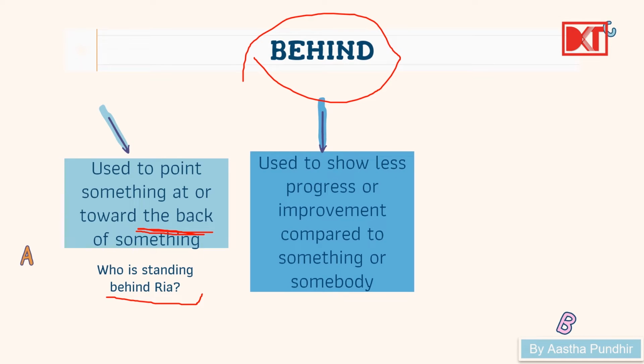Then, used to show less progress. Less progress or improvement compared to something or somebody. Compare कर रहे हैं और हम बता रहे हैं कि इसमें less progress या less improvement हुई है. जैसे the train is running behind schedule. Scheduled नहीं, schedule होगा यहाँ पे. Behind schedule. जो schedule था उससे पीछे चल रही है ट्रेन.